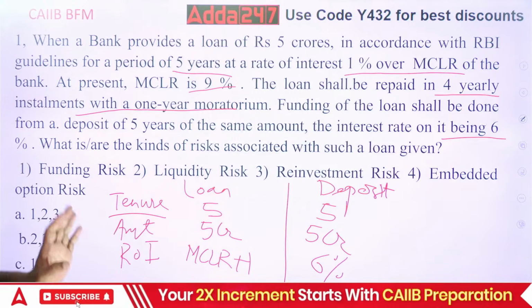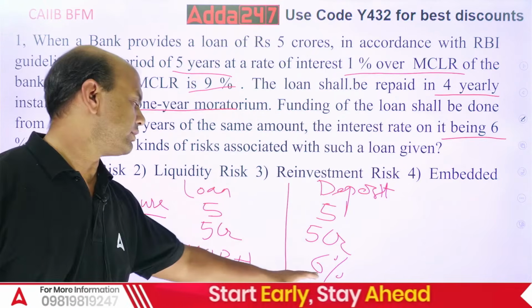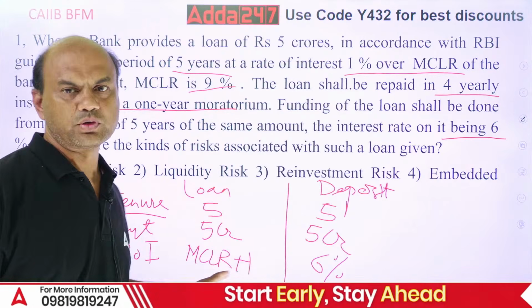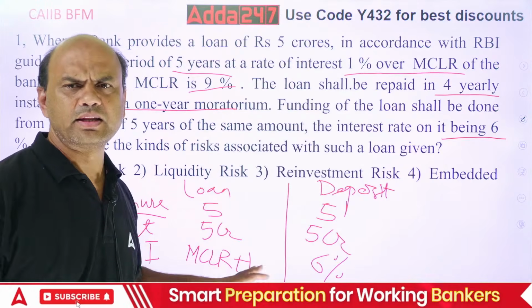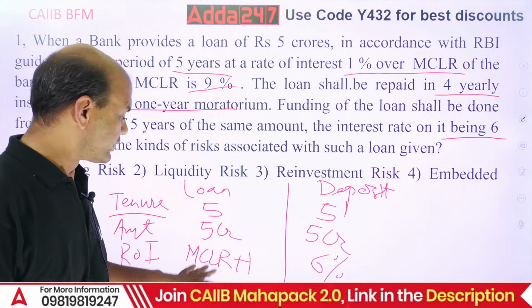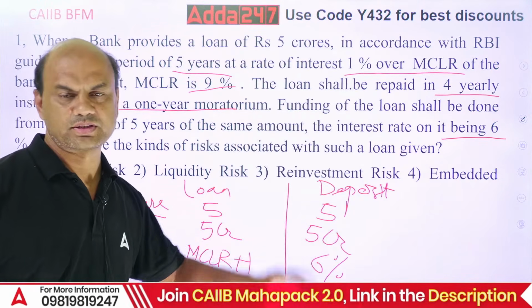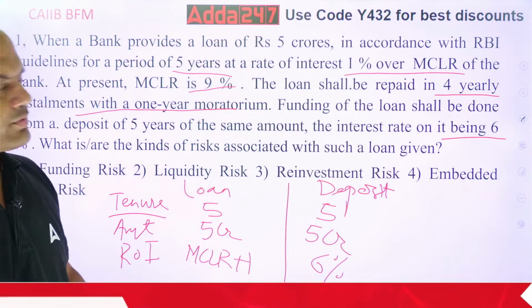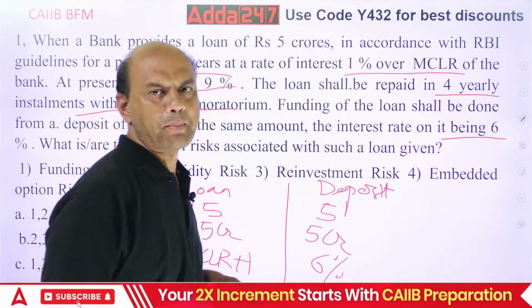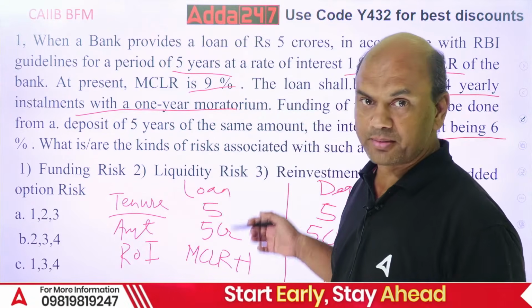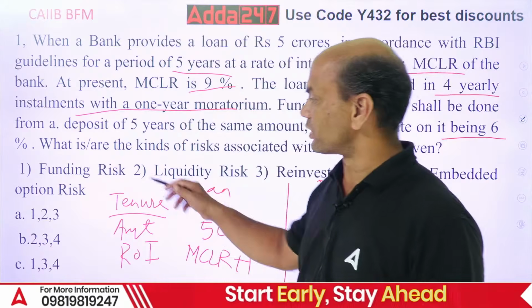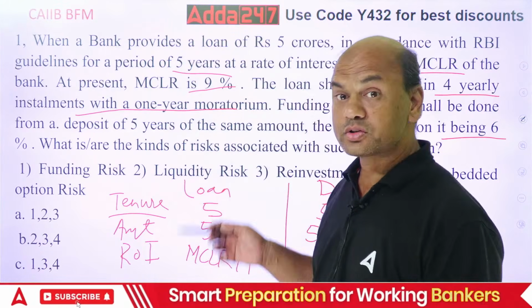Why? Because whenever you have the rate of interest the same, if both are fixed only, then there is no problem. But one is floating, this is floating, this is fixed. So this will create some gap. If the rate of interest changes, then it will create some gap. There you will be short of funds. Also, one more part.